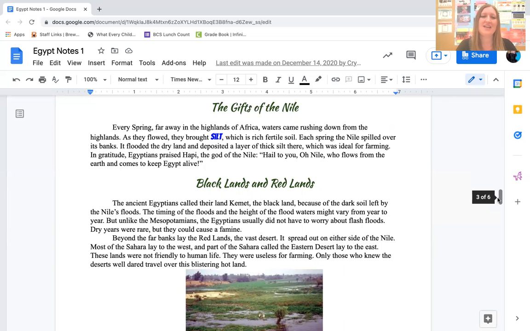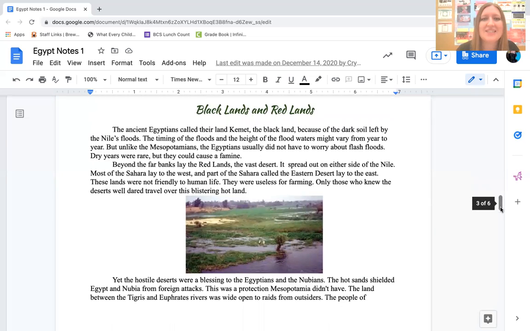In gratitude, the Egyptians praised Hapi, the god of the Nile. "Hail to you, O Nile, who flows from the earth and comes to keep Egypt alive." Made them happy.